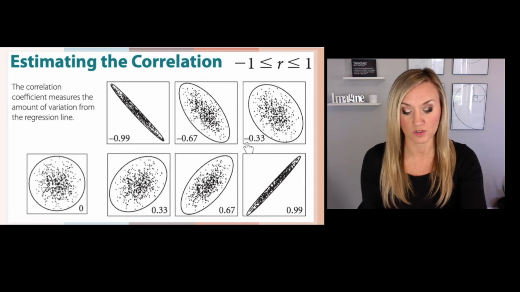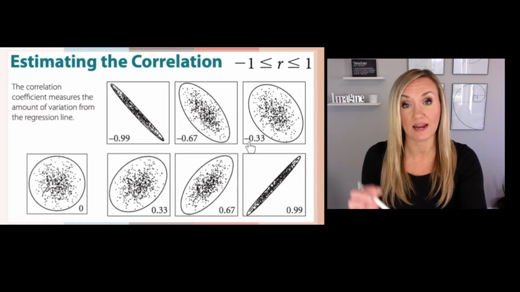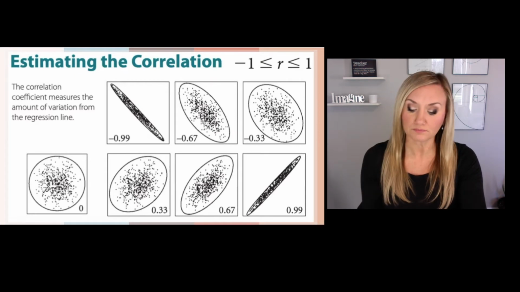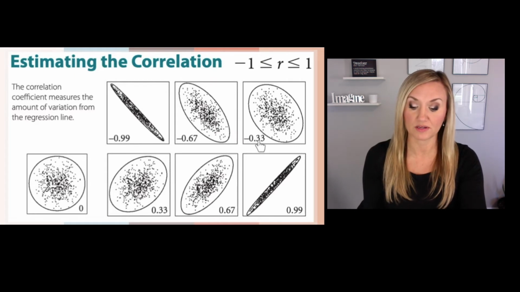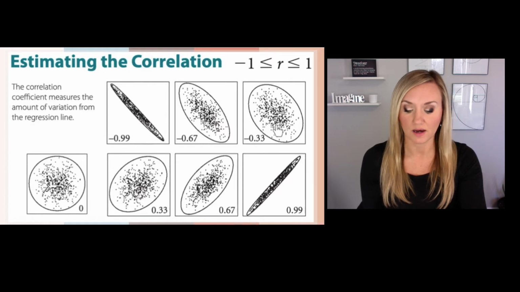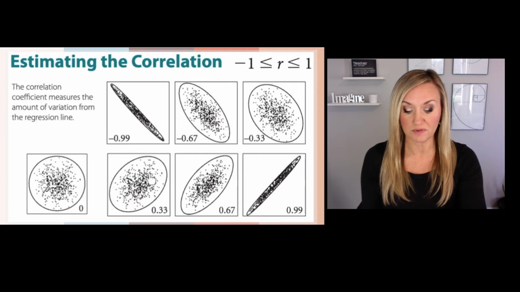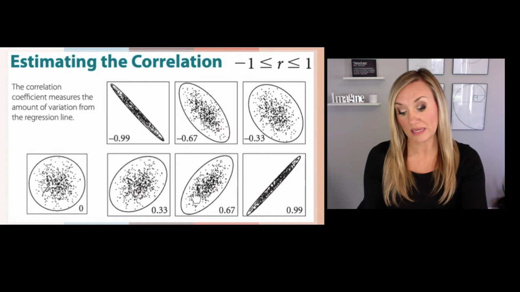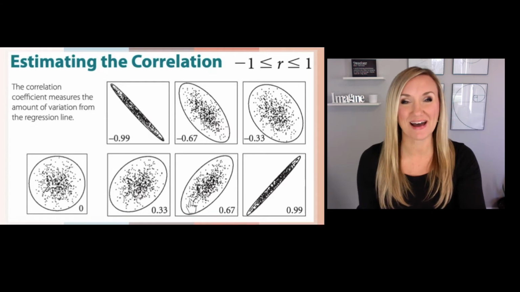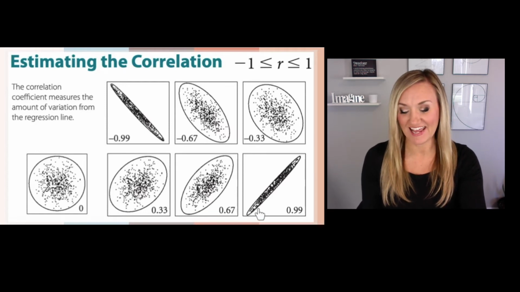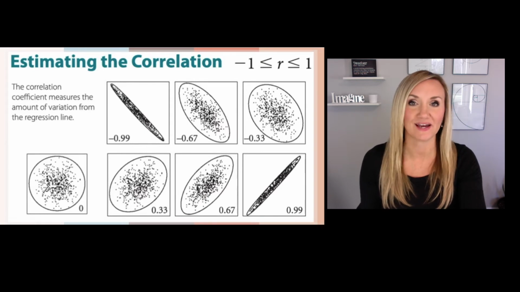Negative, of course, would have the slope going down, and it has a negative number in front. So this would be a weak negative correlation. This one is no correlation whatsoever; we cannot draw a linear line that follows the pattern. This one would be a weak positive at a positive 0.33, then a moderate positive, and then a strong positive at 0.99.